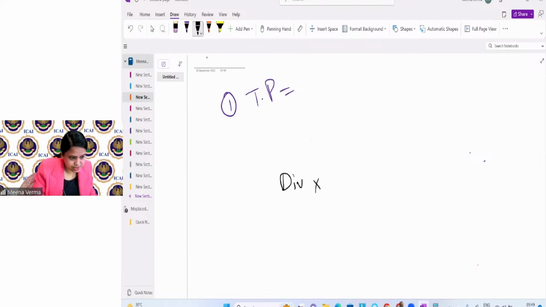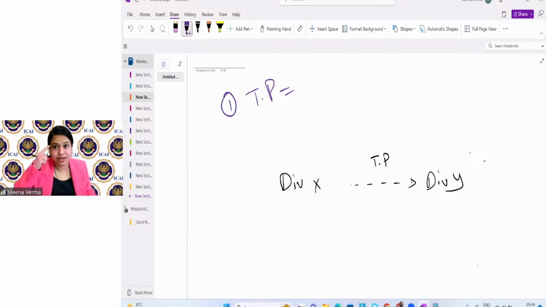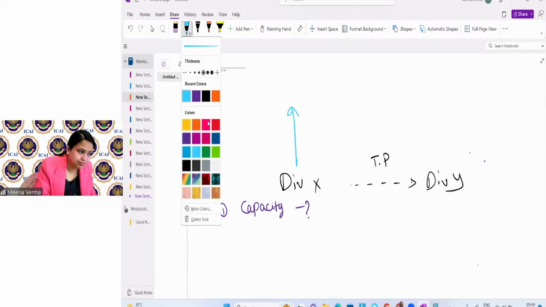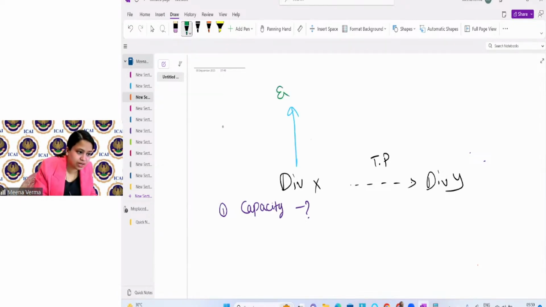Division X and division Y. Keep it in mind before deciding the transfer price, what are the factors we will consider? You will first think, what is the capacity? First check here the capacity. Second thing which you have to check while deciding the transfer price: does the external market exist?